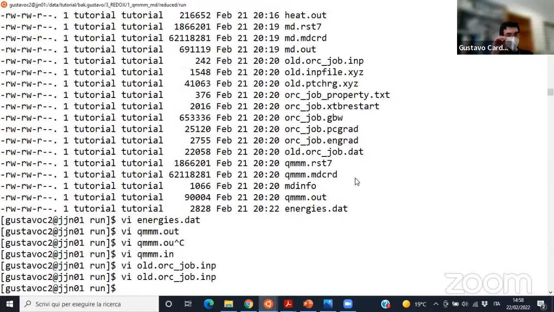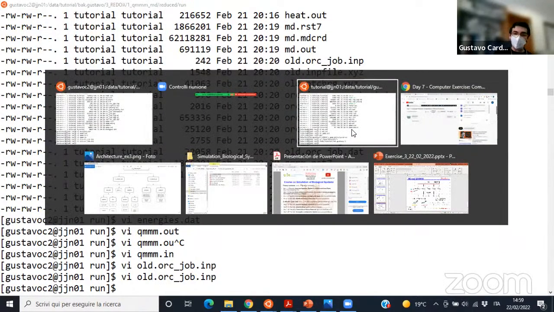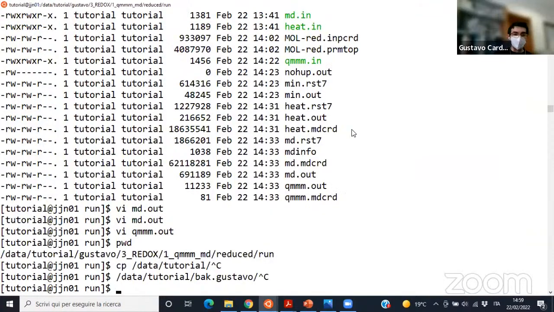Okay, so we have the dynamics of the reduced species. Now let's go and do the same thing for the oxidized species. Now it's going to be almost the same thing, but there is one thing that is going to change. So I will go back here. So I'm using the tutorial user. So what are we doing now? So let's go back to directories back.